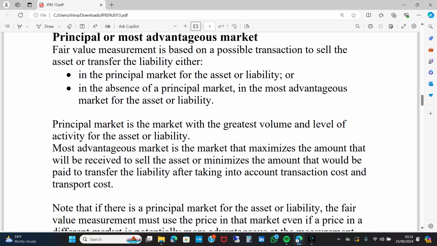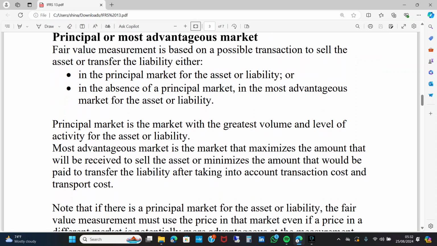On an ongoing basis. Now, let's look at the next market. Write it down: principal market. Now, it says fair value measurement is based on the possible transaction to sell the asset or transfer the liability, either in the principal market for the asset or liability, or in the absence of a principal market, in the most advantageous market for the asset or liability.